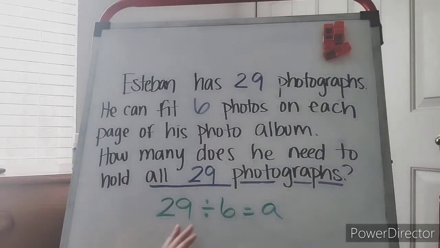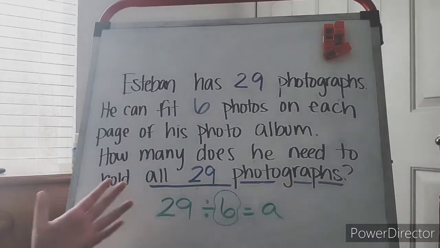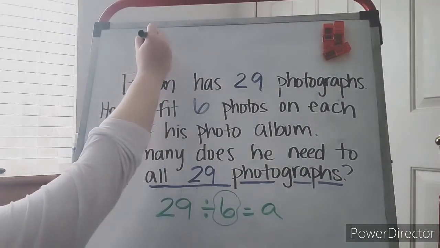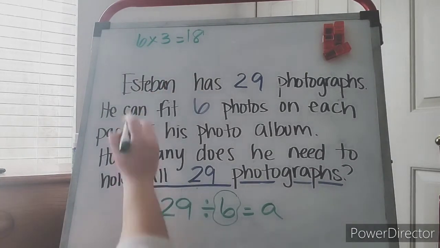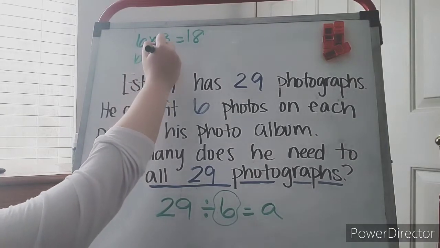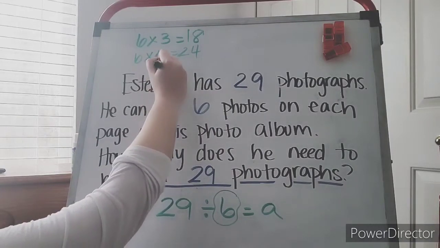What is our answer? Well, remember that division and multiplication really go hand in hand. So in order to figure this out, we have to think about our 6's right here. Well, we know that 6 times 3 equals 18. But we also know that 6 times 4 equals 24. And that's awfully close to our overall total photographs, which is 29. It's awfully close to our dividend here. So I wonder what 6 times 5 is.